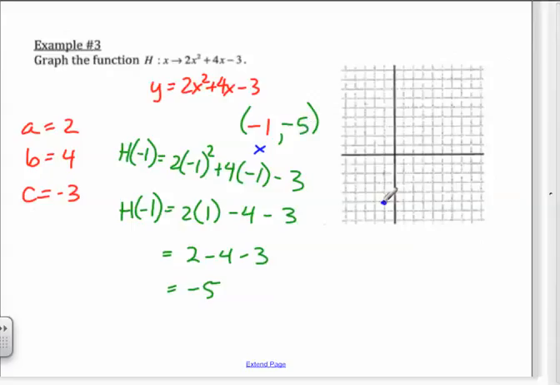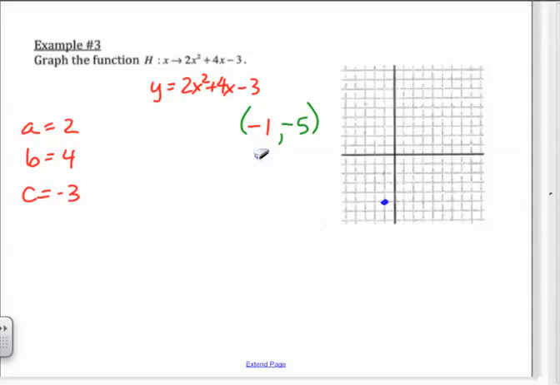Now a is positive, so I know this parabola is going to turn up. We'll see how wide it is in just a second. Let me get rid of this work so we'll have some room. You can pick your own x's. I'm going to pick x equals 1, that's 2 on the right, and then x equals negative 3, 2 on the left. Let me plug those in and see what I get. If y is equal to 2 times 1 squared plus 4 times 1 minus 3.